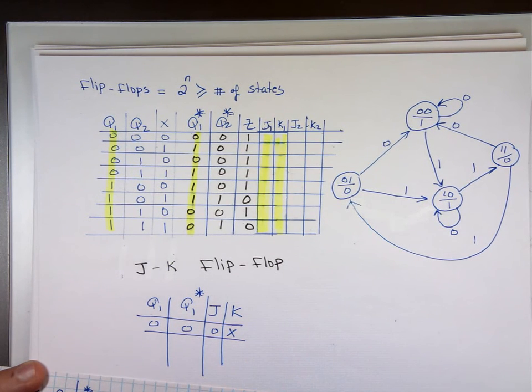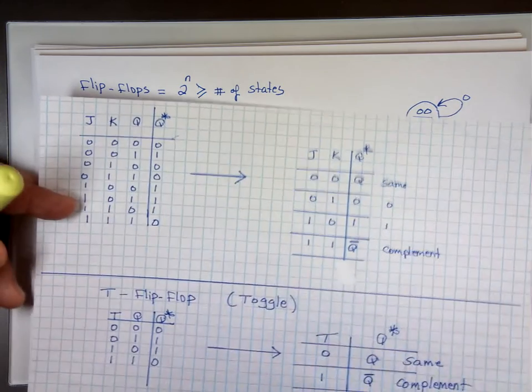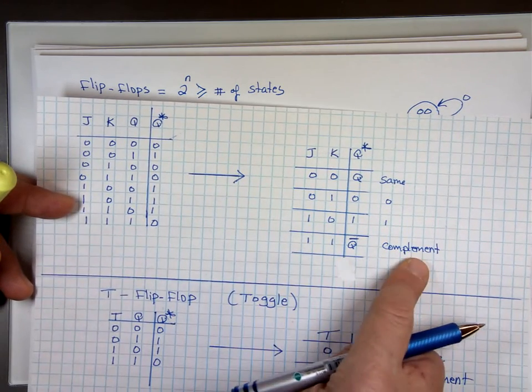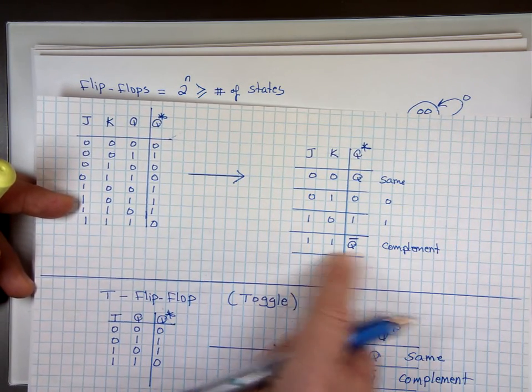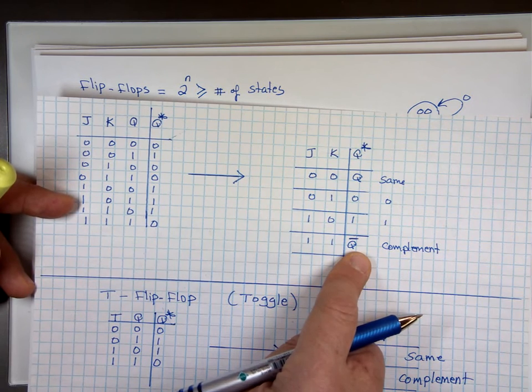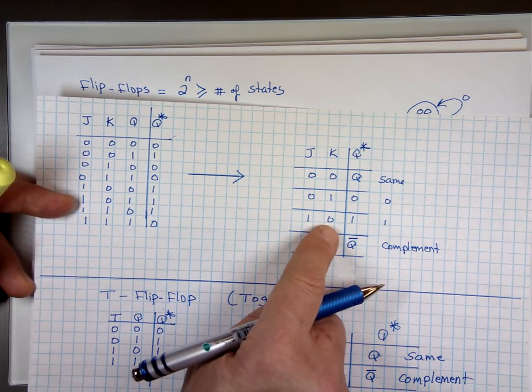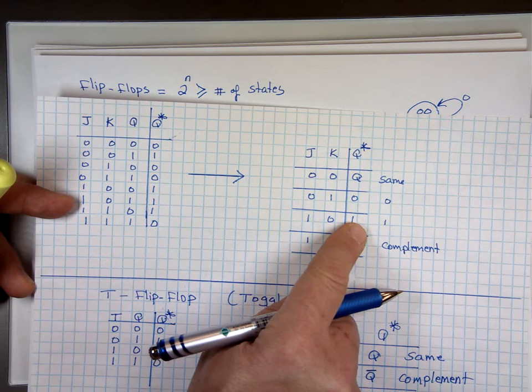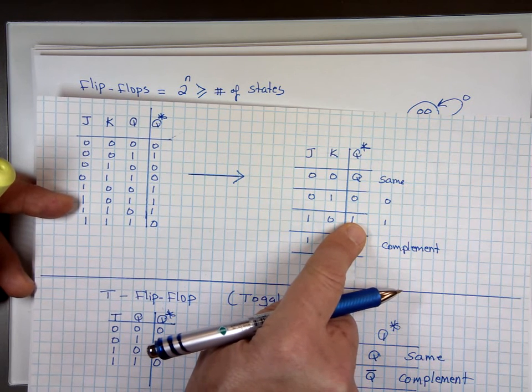0 to 1. How do you go from 0 to 1? Well, I can complement that by putting 1, 1. Right? That will switch me from 0 to 1. Or if I put 1, 0, it's going to force the next state to be 1, regardless of where it used to be. So as long as J is 1, don't care about K.